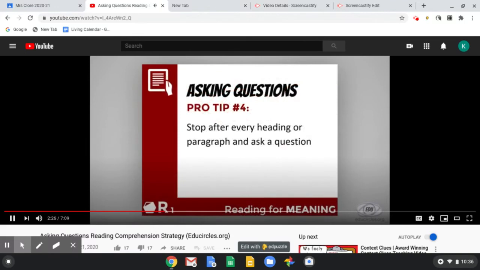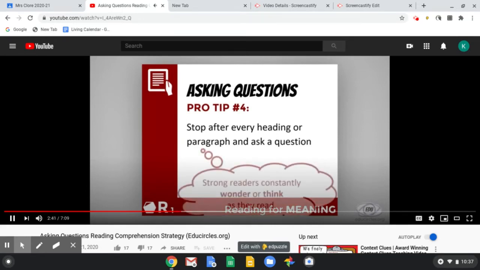Pro tip number 4. Stop after every heading or paragraph and ask a question. If you don't get what you're reading, then you might want to stop after every sentence. If you're not struggling, then maybe don't stop as often, but you need to know that strong readers are constantly wondering or thinking about things as they read.